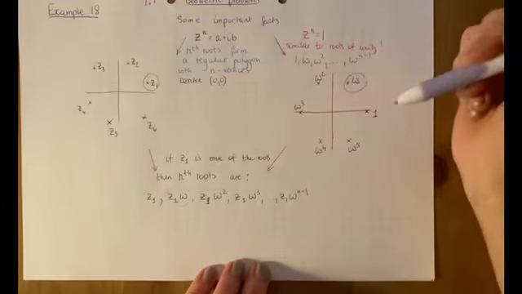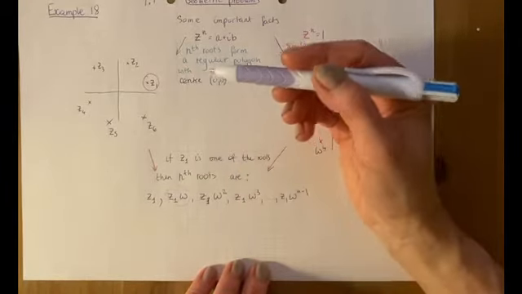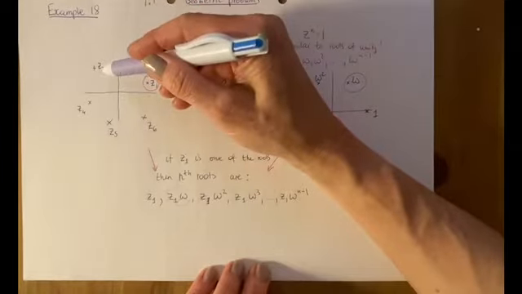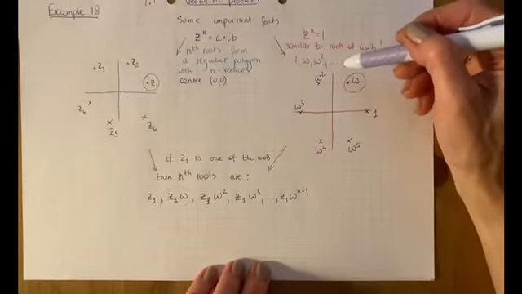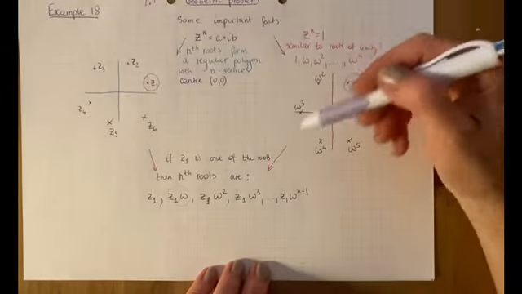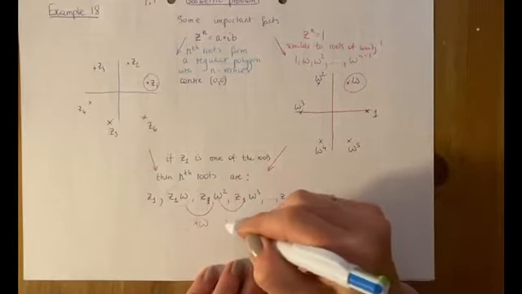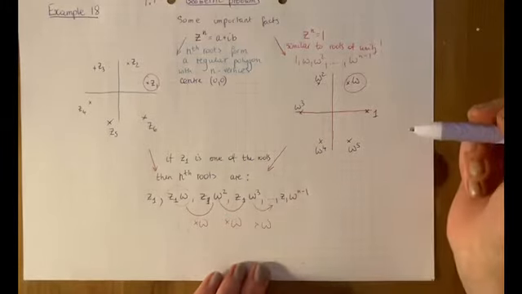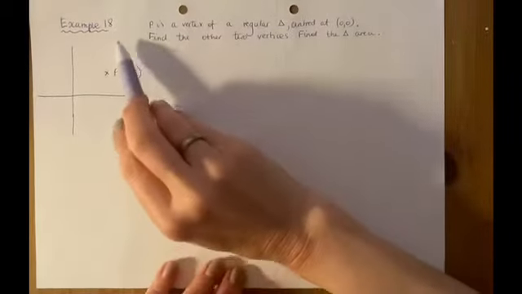Now if your z1, your first root that you find, is not necessarily the first one that I've drawn here, so for example this one, it will still work. You can still multiply it by the first root of unity, then multiply it by omega again, and then again, till you get to the last one. Okay, let's move on to example 18.